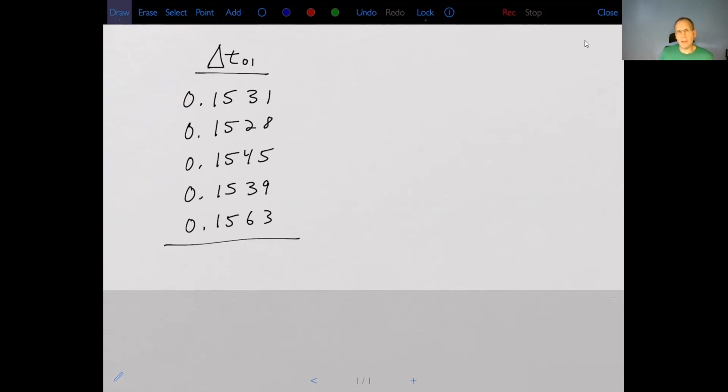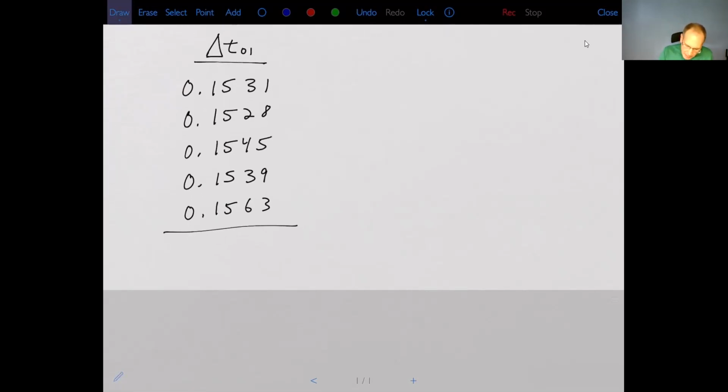I want to get a measure of the variability, the precision. So remember, the first step is you average these values. If you add them up and divide by 5, you're going to get 0.15412. But then remember, you always have to round to the resolution of the instrument, which in this case is 4 decimal places. So I need to round this to 0.1541. So this is my average delta T01. That was the first step.